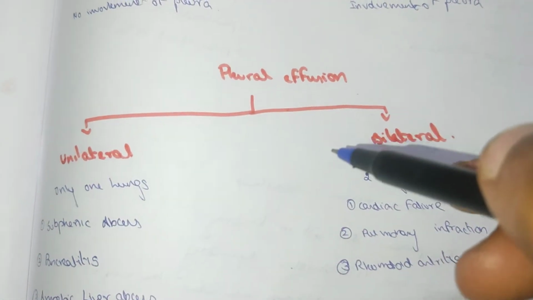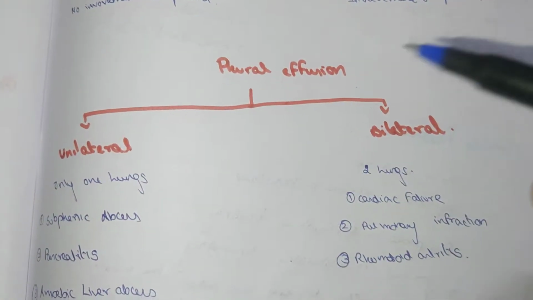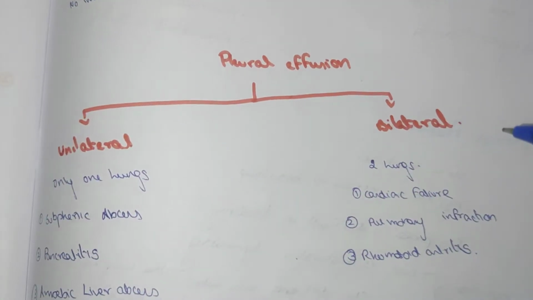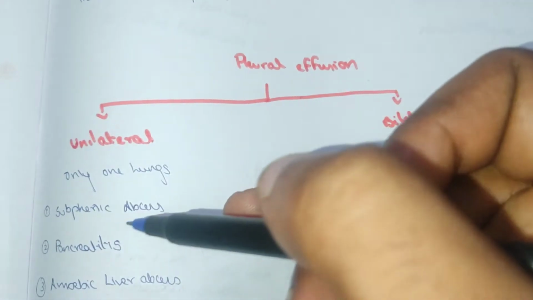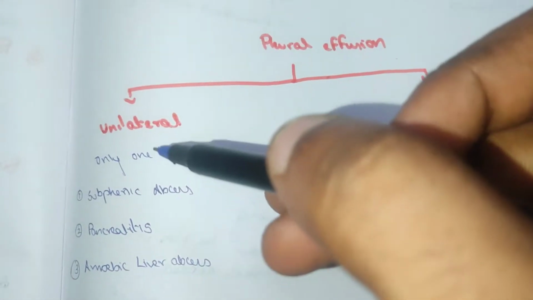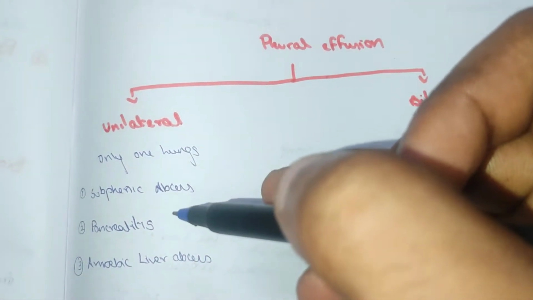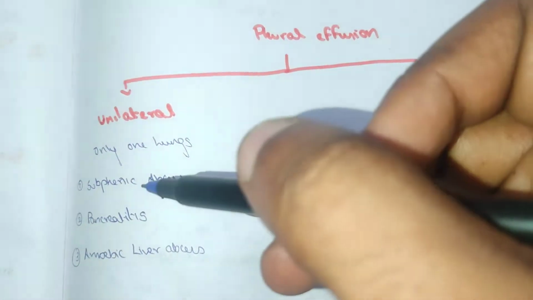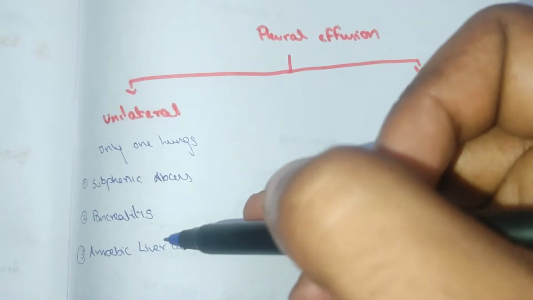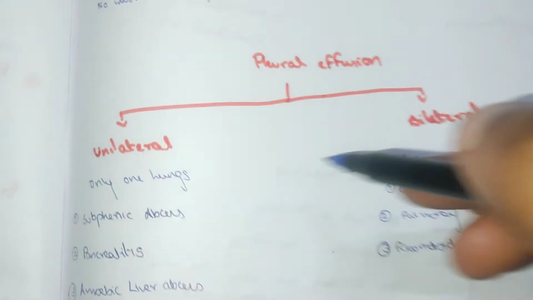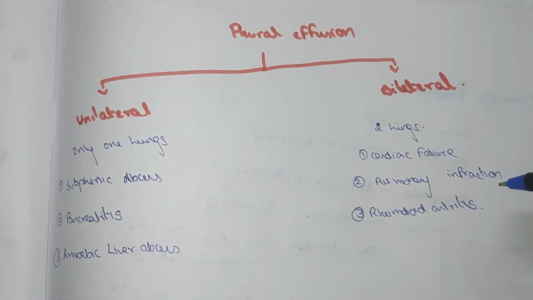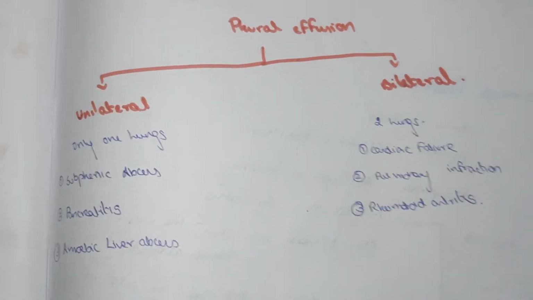Now we will see about the types of pleural effusion. It can be divided into unilateral as well as bilateral. Unilateral means only one lung is affected. Bilateral, both lungs are affected. Unilateral examples are subphrenic abscess, pancreatitis, and amoebic liver abscess. In these conditions, there is unilateral pleural effusion. Bilateral examples are cardiac failure, pulmonary infarction and rheumatoid arthritis.